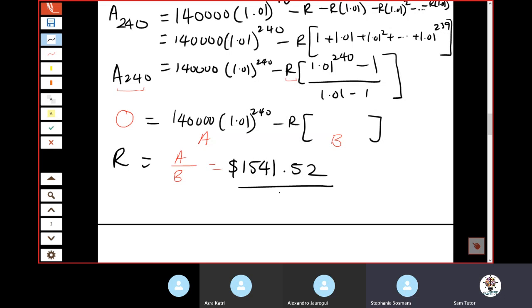Got it. Nice. Is that per month? Like how much you have to pay? Yes, correct. So as long as you pay $1,541.52 per month for 20 years, you would have paid back your $140,000 plus all the interest they would have charged you.